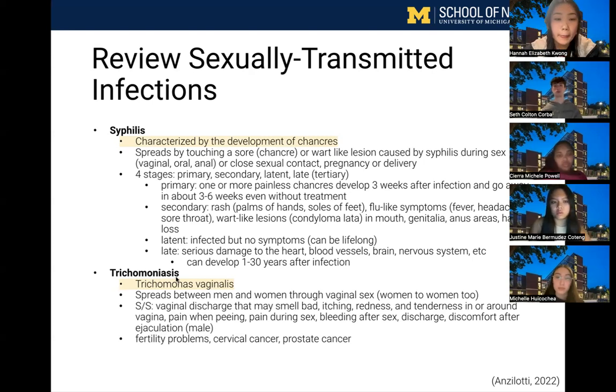Trichomoniasis is caused mainly by Trichomonas vaginalis. It spreads between men and women through vaginal sex, but also women to women too. Some signs and symptoms are vaginal discharge that may smell bad, itching, redness, and tenderness in and around the genital area, pain when peeing, pain during sex, bleeding during sex, and any discomfort, including with ejaculation in males. It also can cause fertility problems, and if untreated, can cause cervical cancer and prostate cancer.